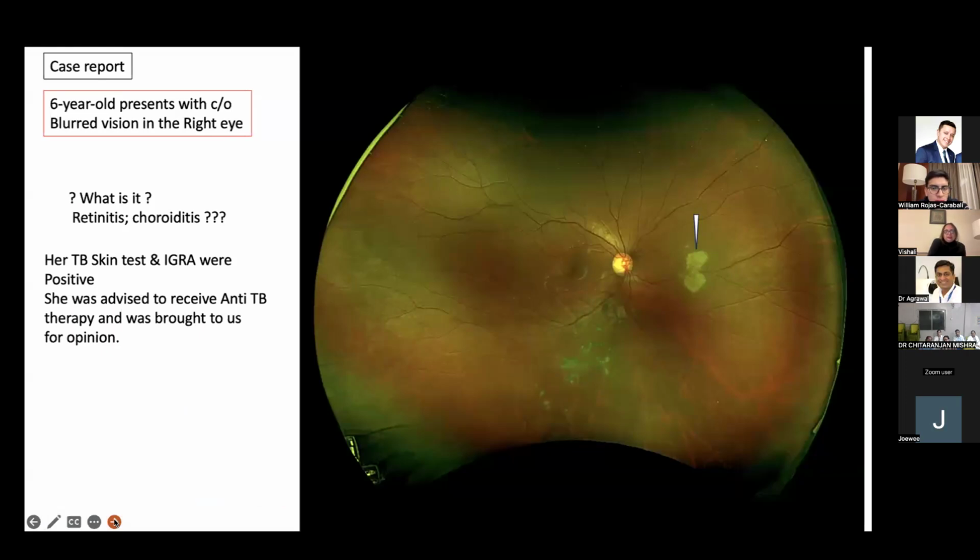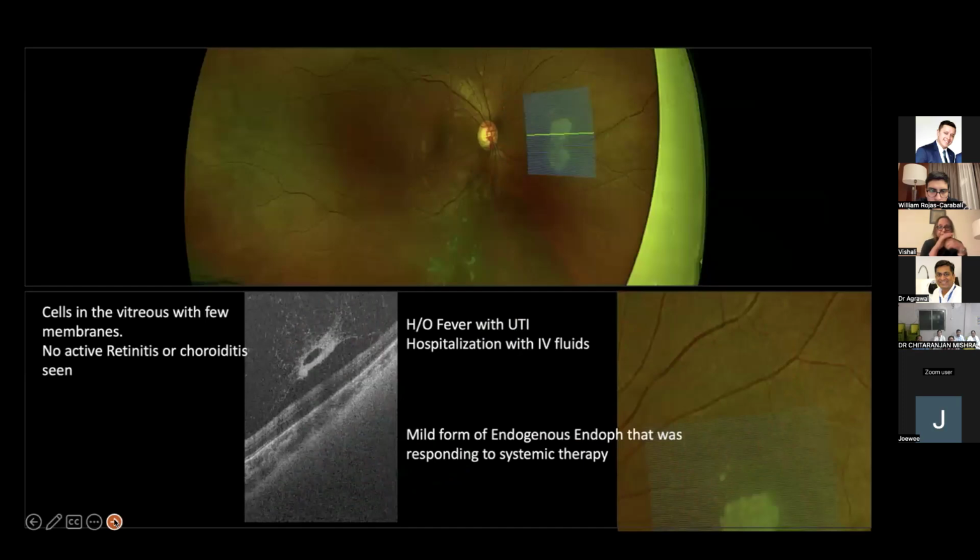Another example of a 6-year-old who came with blurred vision in the right eye. So the question is, something in the nasal periphery, as you can see with the arrowhead, what is it? Is it retinitis or choroiditis? Because it's a strange looking lesion to me. The child's parents were carrying tests, and in India, we test everything for TB. So TB was positive, and she was advised to receive anti-TB drugs, and that's how the child came to me for a second opinion. The child was brought to me, not came to me.